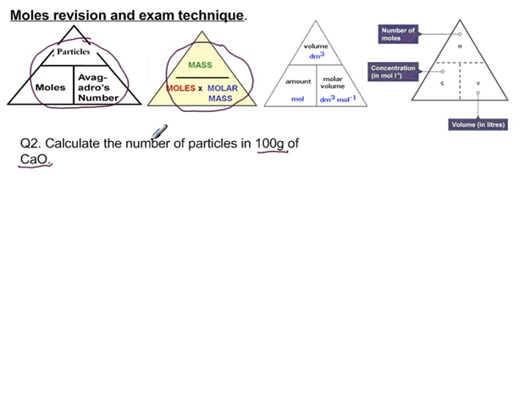So which equation do we use first? Well, we have to use the mass equation first because that is the one we have the information for. So to calculate the number of particles, we need to work out the moles first. We can get the moles by doing the mass divided by the molar mass of calcium oxide, which is 56.1. That gives us the number of moles of 1.78.